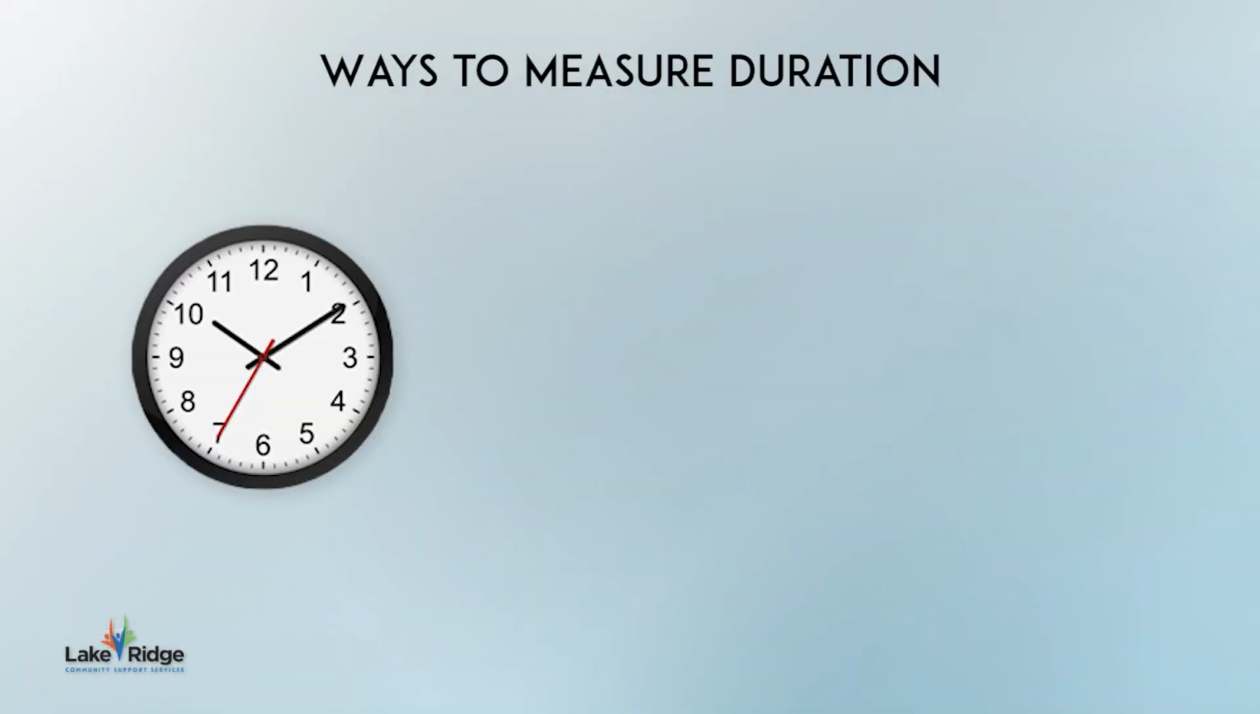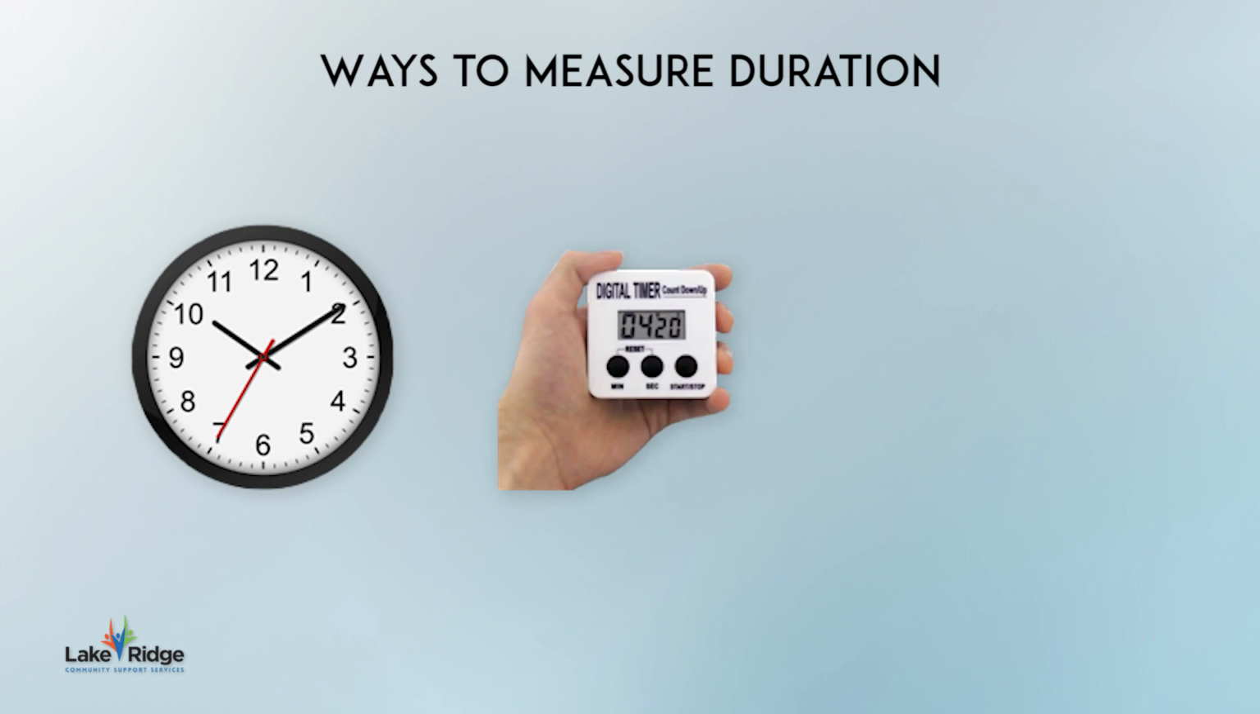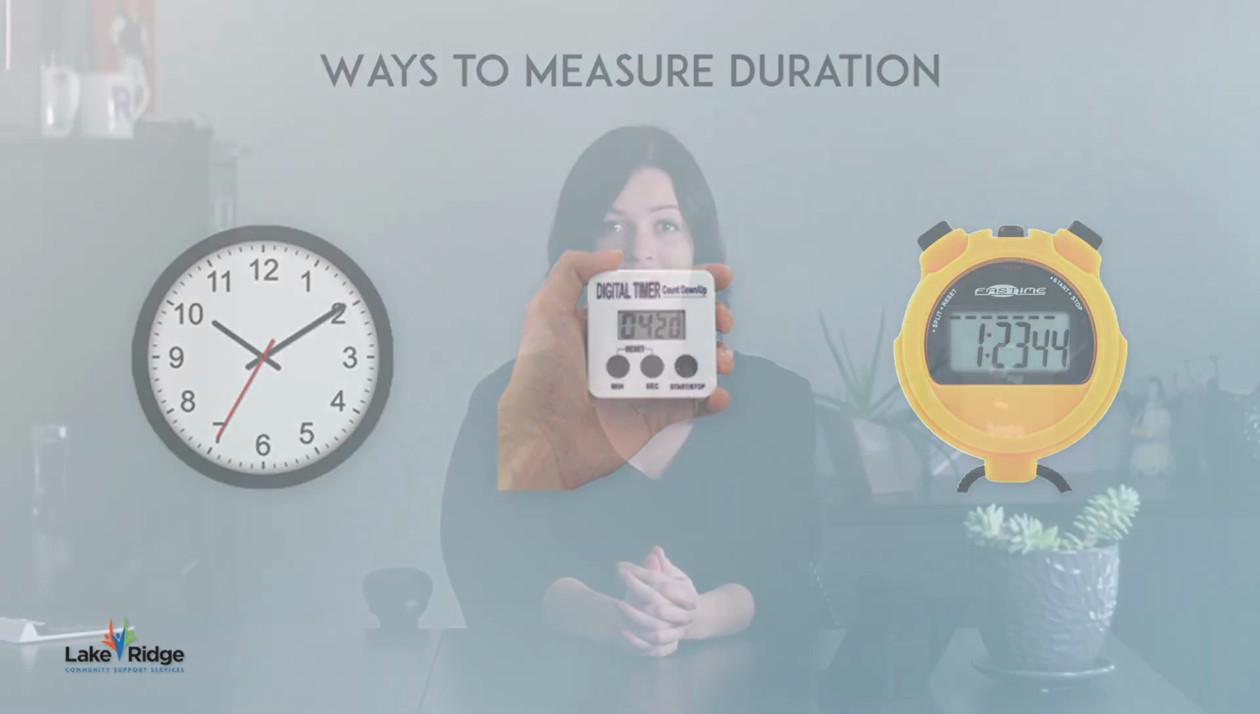The next type of data collection method is duration. This is defined as how long the behavior lasts. It's a great method to use if you want to measure the exact amount of time a person engages in the behavior. Some ways to measure duration are by using a clock, a count-up timer, or a stopwatch. Let's see how this is done.